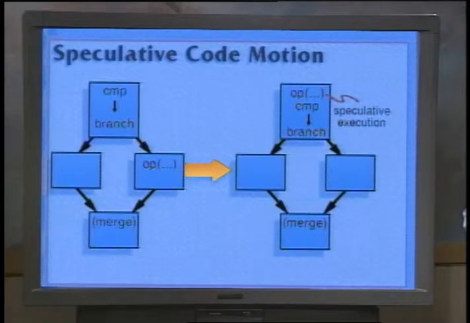So we have a new definition of speculative execution compared to the previous one. Previously, we said an operation was speculative if it was moved up beyond the controlling branch. And now the way we look at it is that an operation is speculative only if it is moved up beyond the compare that determines its predicate.